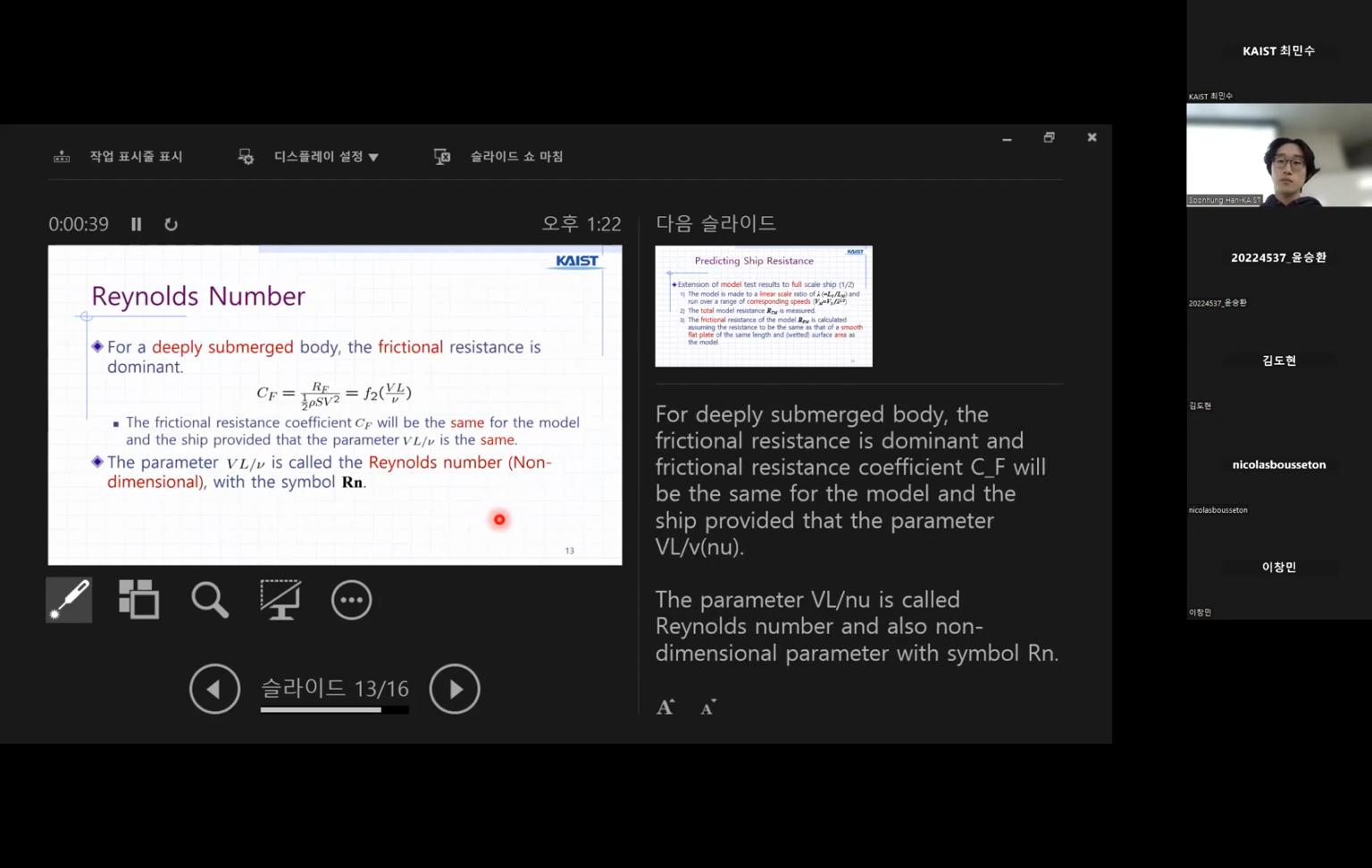And for a deeply submerged body, the frictional resistance is dominant and the frictional resistance coefficient CF will be the same for the model and the ship, provided that the parameter VL over nu, called the Reynolds number, is the same. It is also a non-dimensional parameter with symbol Rn.